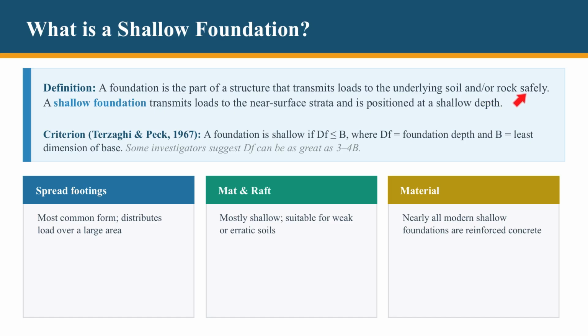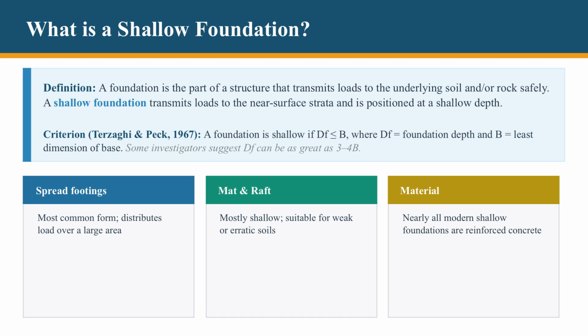So that is actually our prime motive: to transfer the load of the superstructure, the construction or the building, to the soil. The component of the structure that transmits load of the superstructure to the underlying soil is known as a foundation. Whereas a shallow foundation is a foundation that transmits loads to the near surface strata. That means it transfers loads to the topmost layer of the soil itself.